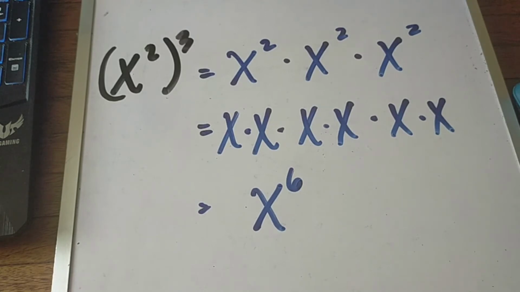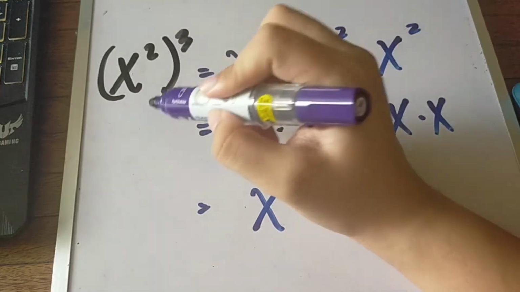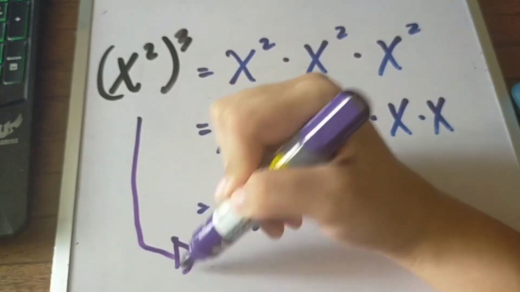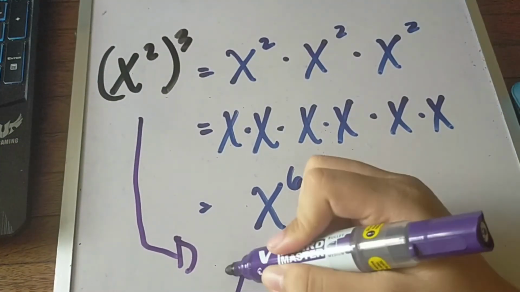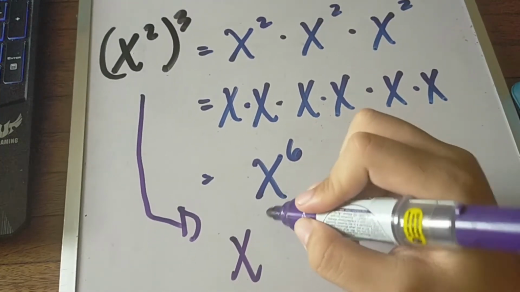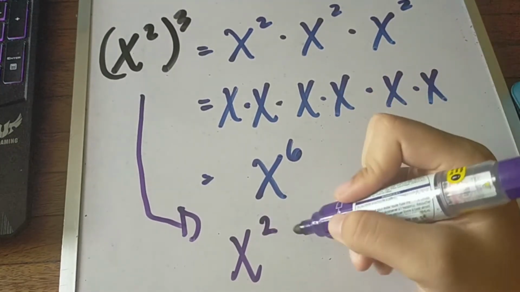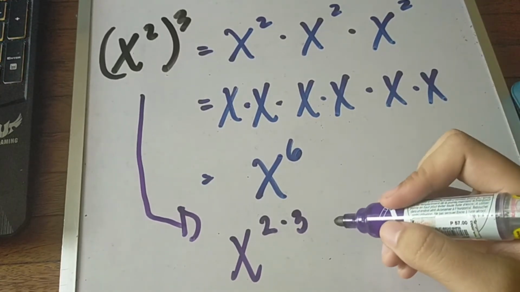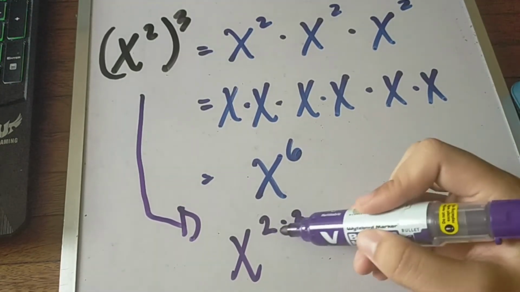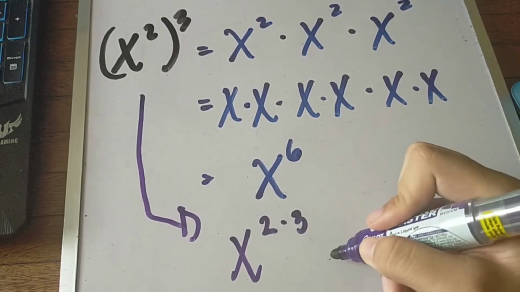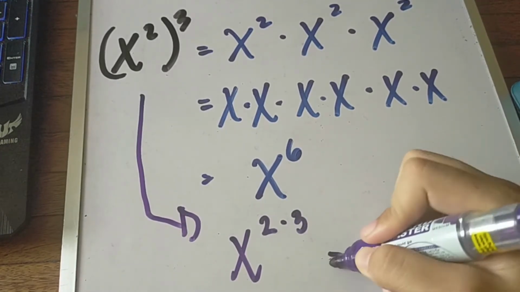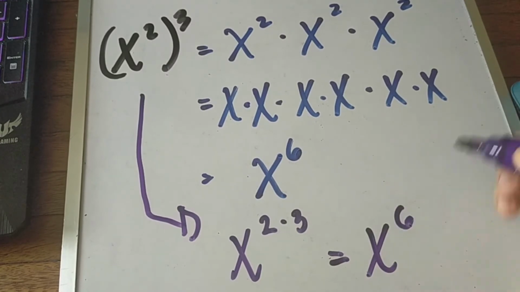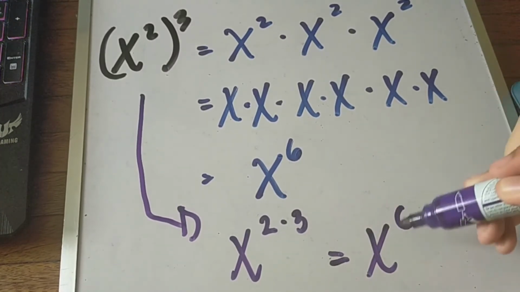Okay? Now, if we're going to apply the power rule, okay, we can just simply multiply the exponent of x, which is 2, and then the exponent, which is 3. So, we can just simply multiply the exponents 2 and 3. So, we have x raised to 6. If you can observe, pareho lang sila.